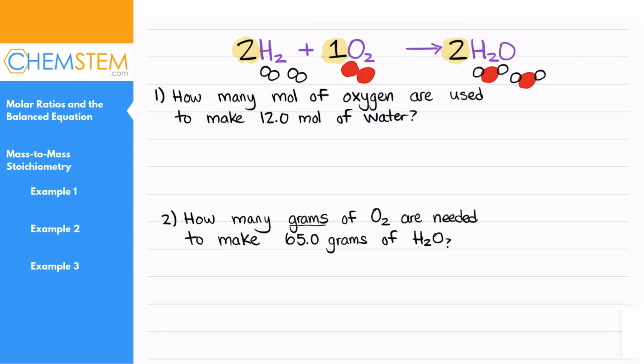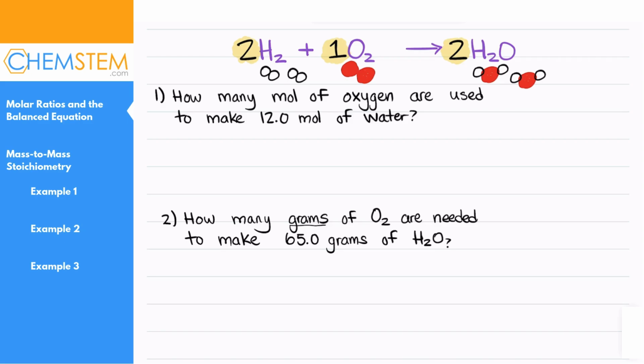Let's take a look at the first question. How many moles of oxygen are used to create 12 moles of water? Notice how the word hydrogen is not mentioned in the first question, and that's okay. If a particular substance is not mentioned, you don't worry about it. So how many moles of oxygen are used to create 12 moles of water?